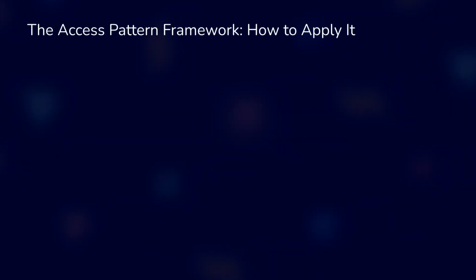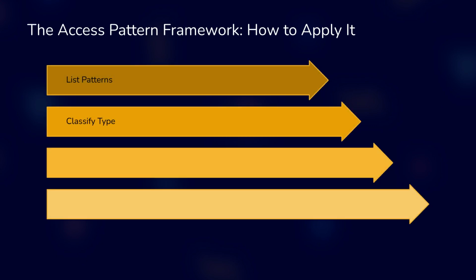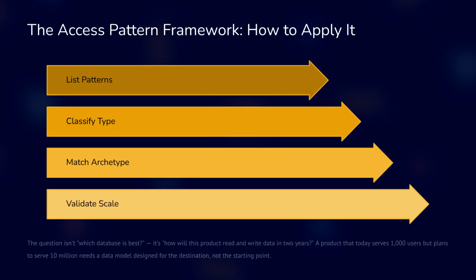The Access Pattern Framework involves 4 steps. First, list all read and write patterns. Second, classify the data type, like relational or key value. Third, match the data archetype. Finally, validate for future scale. Design your data model for where your product will be in 2 years, not where it is today.